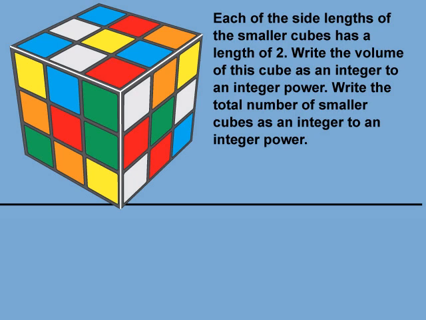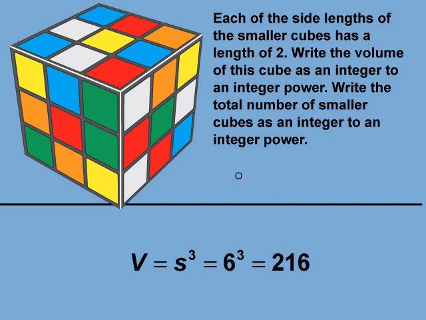Let's look at another example. Each of the side lengths of the smaller cube has a length of 2. Write the volume of this cube as an integer to an integer power. Write the total number of smaller cubes as an integer to an integer power. We take the formula for the volume of a cube and replace s with the side length. We are told that the length of each side of the smaller cubes is 2. There are 3 small cubes on each side, so the side length of the large cube is 6. So the volume of the larger cube is 6 cubed, or 216.